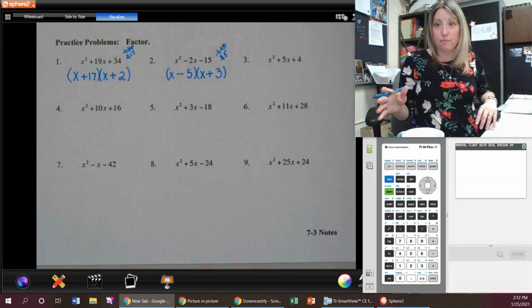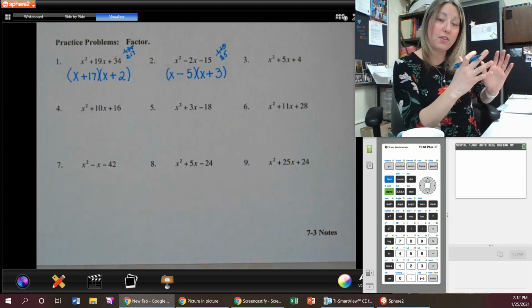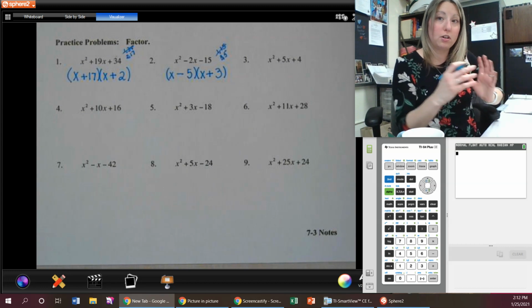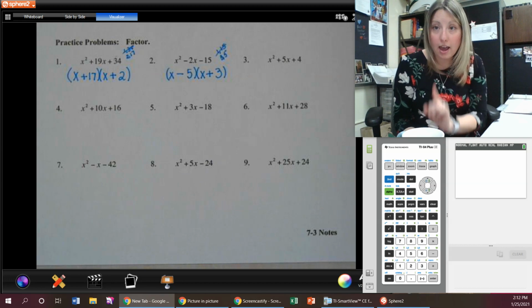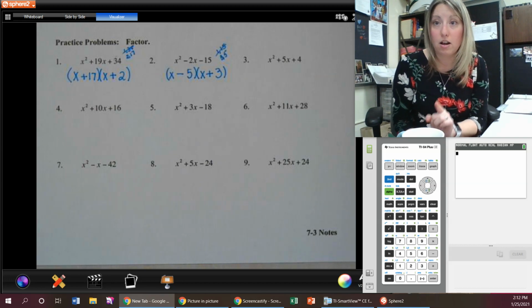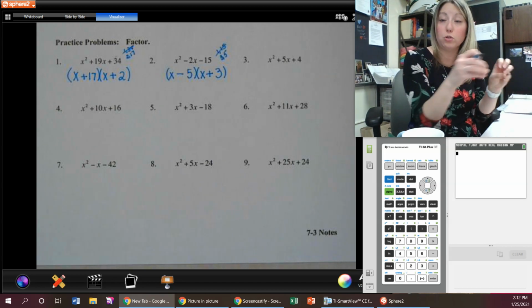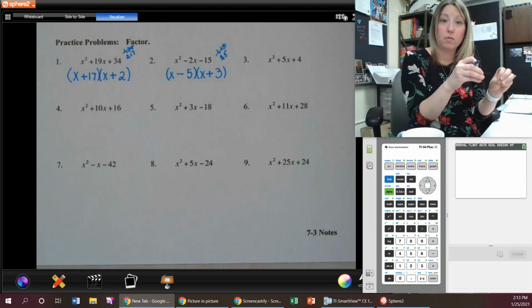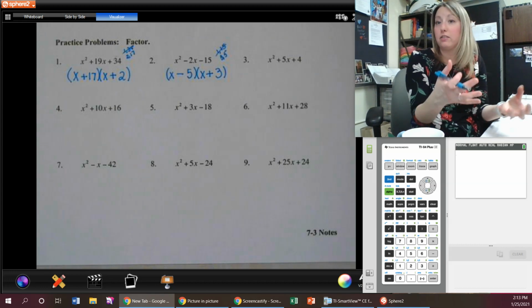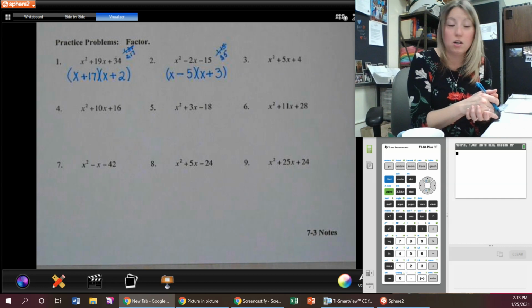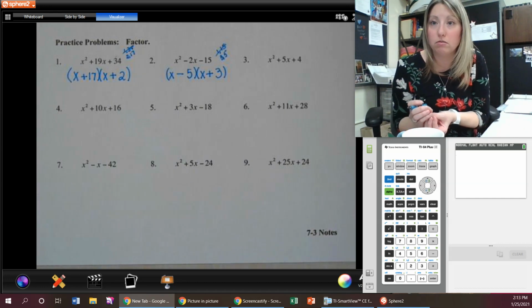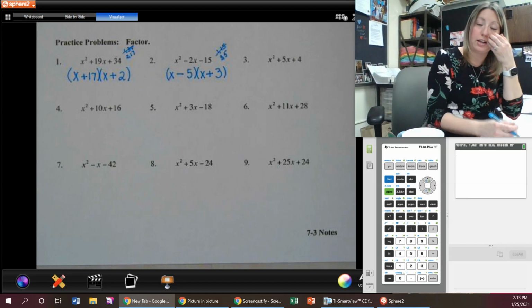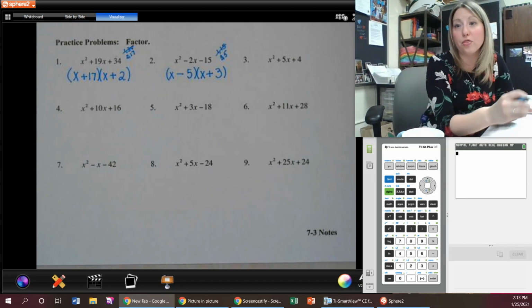Now, I can write that x plus 3 binomial first and that x minus 5 binomial second, but the signs have to be correct. And they have to be in those binomials. Okay? So those signs have to be correct. That's the commutative property at work. Doesn't matter the way I FOIL, I'll get the same answer, right? The order isn't what's important. It's having those signs with the right number.